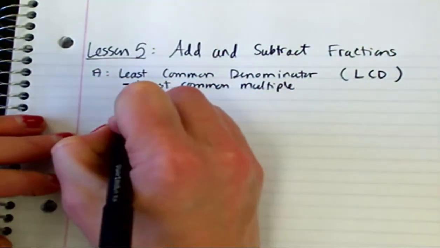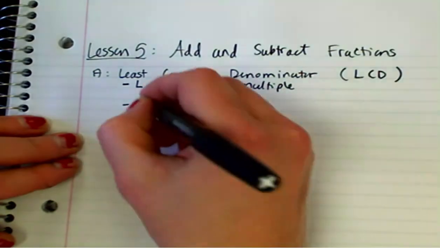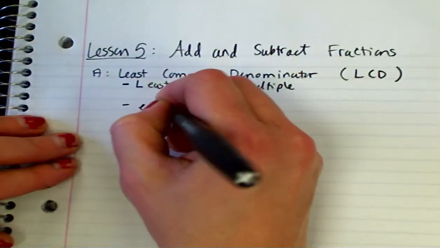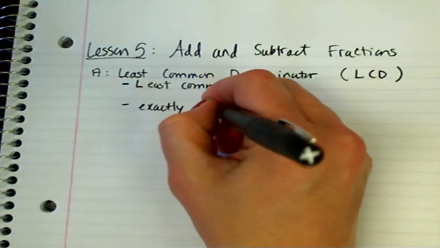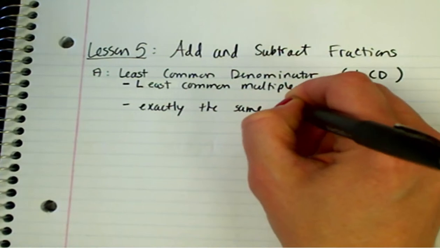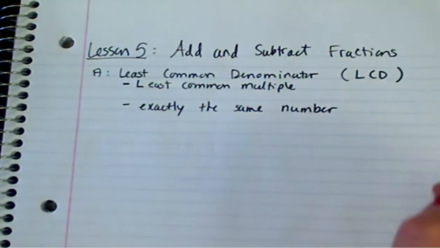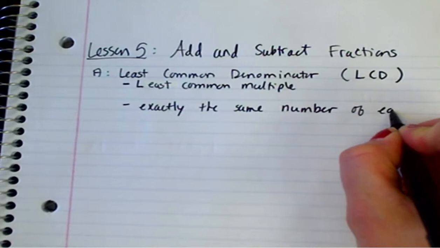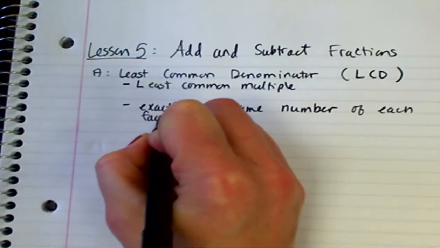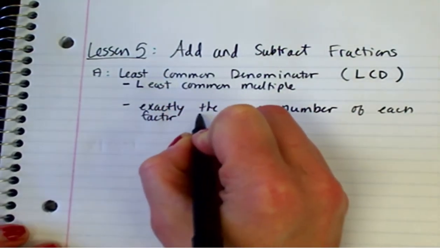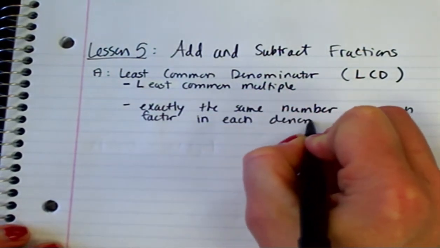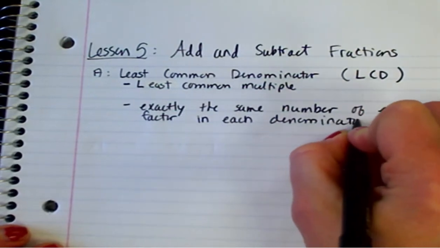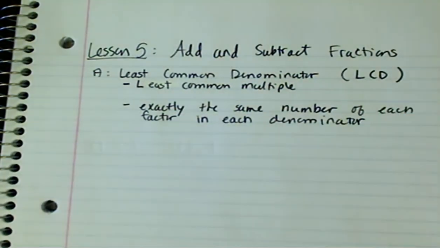Okay. Now, how do you define that? It consists of exactly the same number of each factor in each denominator. The tricky part with common denominators is when you start repeating factors.